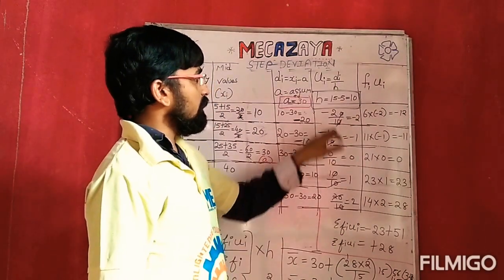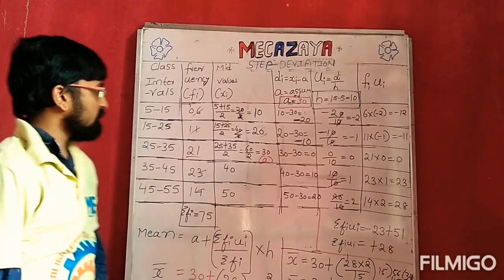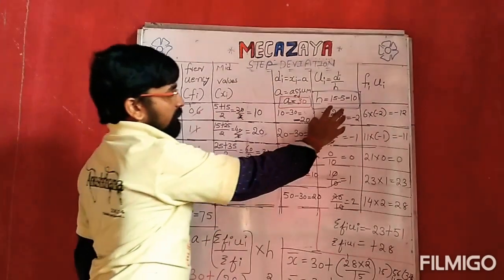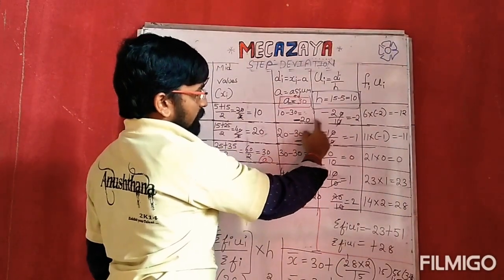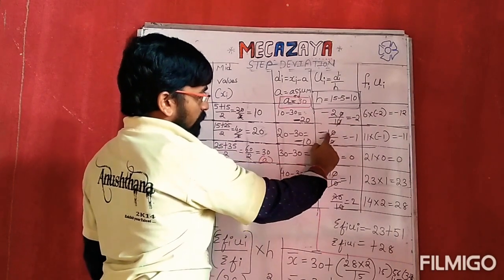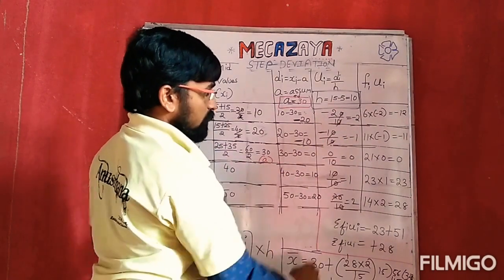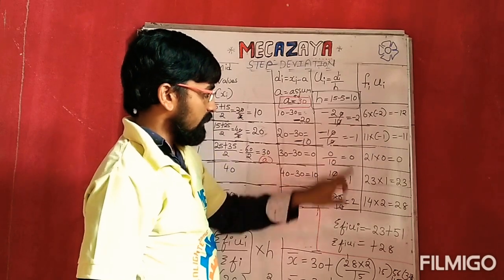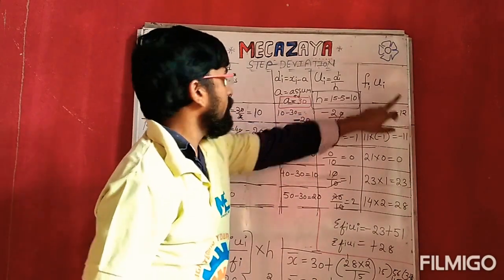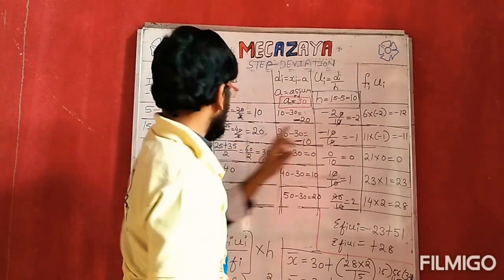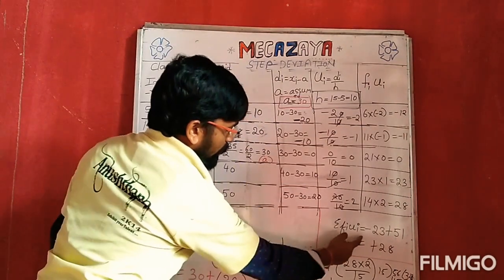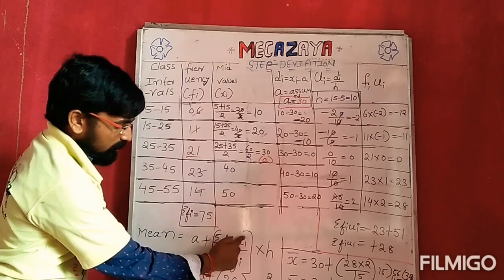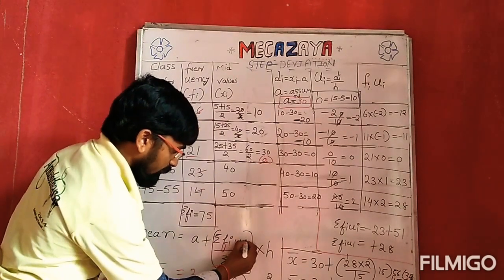Next, coming to the step deviation, ui equals di by h, where h equals the class interval difference. What is the class interval? 15 minus 5, or 25 minus 15, so it will be 10. So di equals minus 20, minus 10, 0, plus 10, plus 20. Dividing by 10, ui is minus 2, minus 1, 0, plus 1, plus 2. Then add fi ui, that is minus 12, 11, so you will get this. Next, the mean: a plus sigma fi ui by sigma fi, into h.